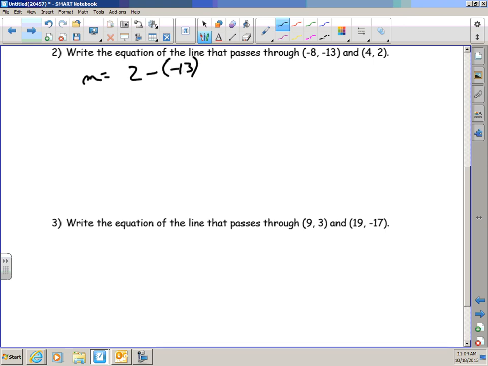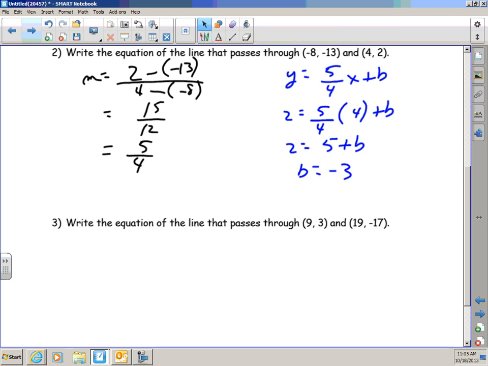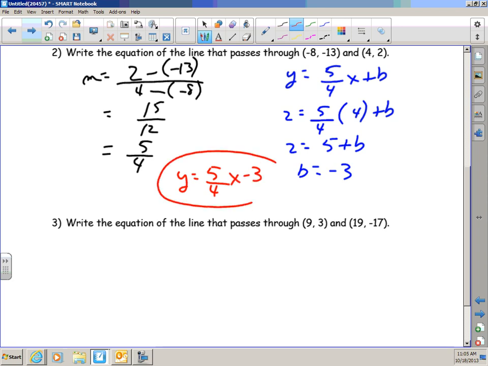2 minus -13. Please be careful of your signs. 4 minus a -8. 15 over 12. Simplify it to 5/4. I now want to substitute in y equals 5 over 4x plus b. I want to choose which of these two coordinates is easier for me to work with. The smaller numbers are usually easier. 5 over 4 times 4 is 5. So b is -3. So my final answer, y equals 5/4 x minus 3.